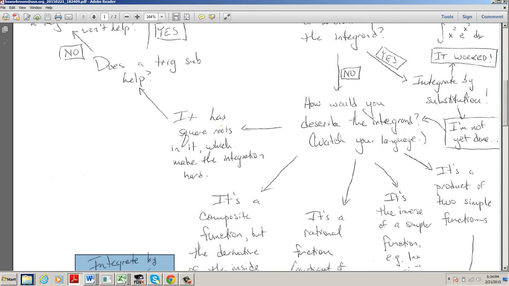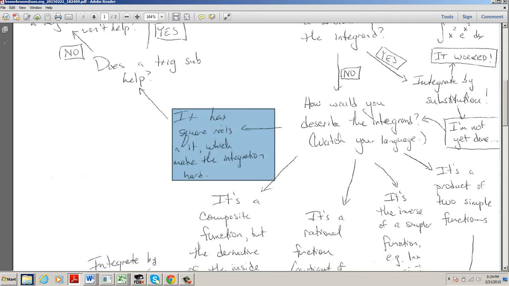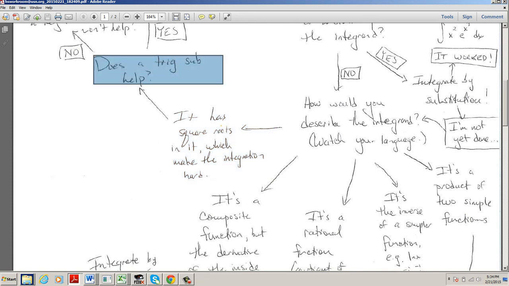If you still haven't found it, you might say it has some square roots in it that are problematic. It makes the integration hard. And then you should think, does a trig sub help? There are certain forms for which a trig substitution is helpful. X squared plus a squared calls for the substitution x equals a tangent theta.